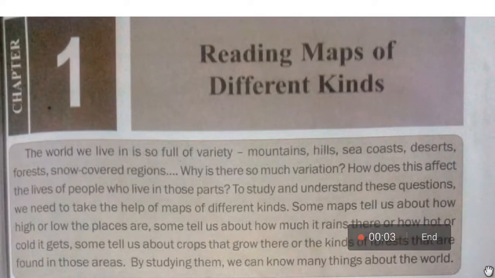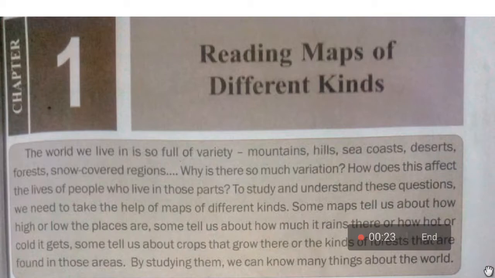Welcome to Social Science, 7th class, first lesson: reading maps of different kinds. In this lesson, we are going to learn what the different kinds of maps are and what the uses of these different kinds of maps are.